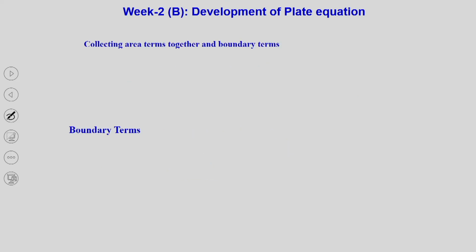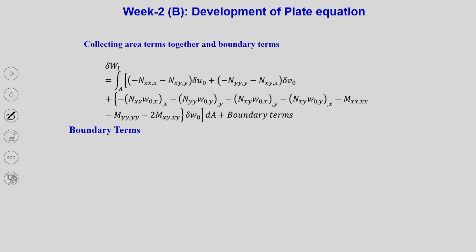So, in this slide I have just collected the terms, or I would like to say the coefficients of del u naught, which contribute on an area. Similarly, the coefficients of del v naught and then the coefficients of del w naught. Basically, we have three primary variables u naught, v naught and w naught. Similarly, we have three variations del u naught, del v naught, del w naught.